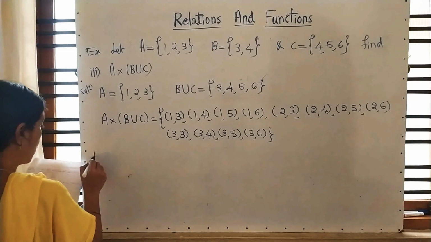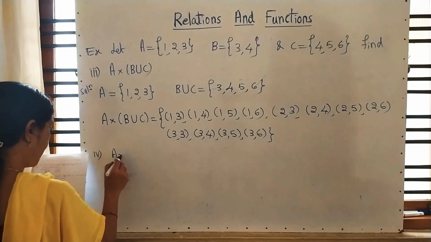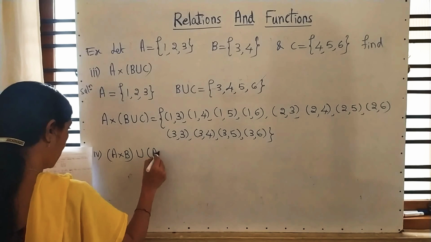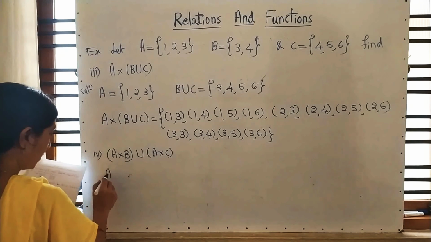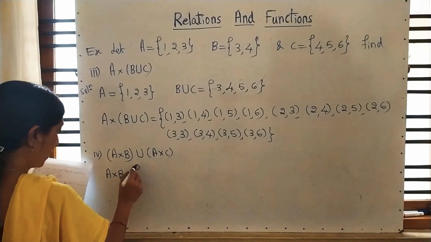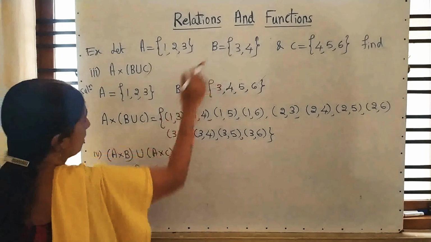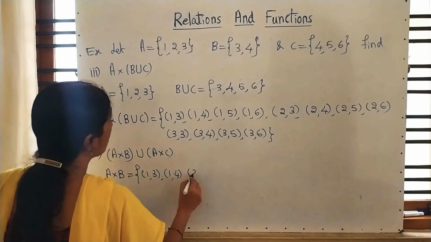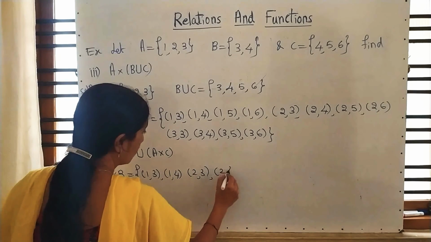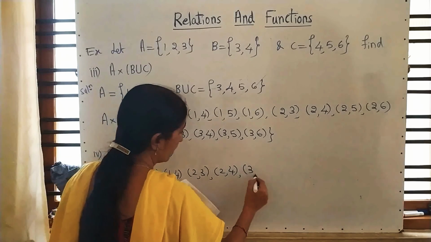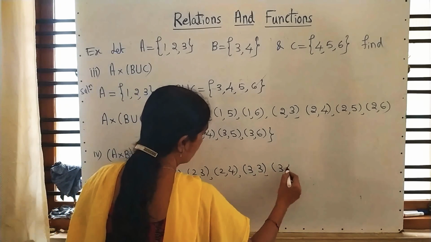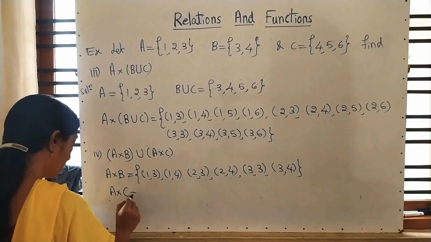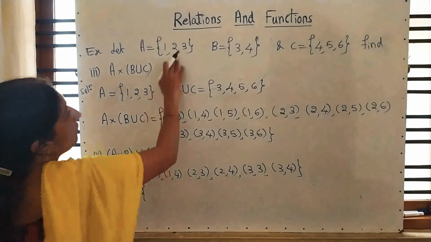Yes. Now moving to the fourth one: (A cross B) union (A cross C). See, what is A cross B? How many ordered pairs? 6. (1,3), (1,4), (2,3), (2,4), (3,3), (3,4). Correct or what? Then A cross C. How many elements? This is 3, this is 3, 9.